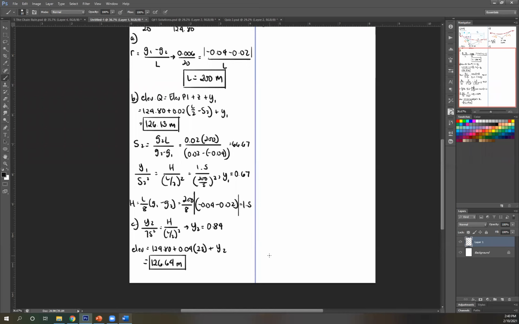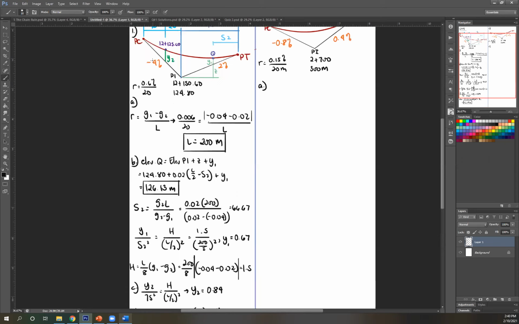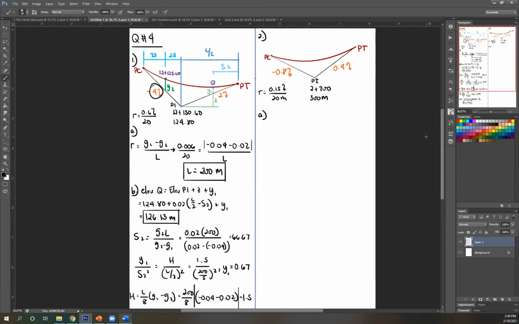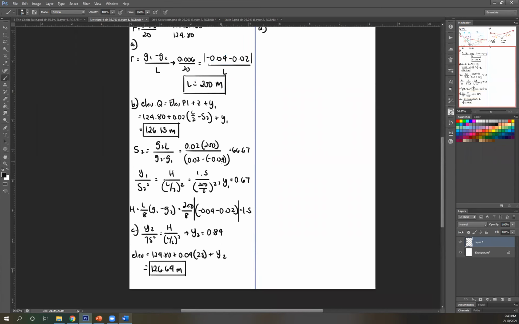And then finally, to get the elevation, again, it's elevation PI plus grade 4% times run. And the run of this right triangle right here is 25. So 4% times 25 plus y2, and y2 is solved for, it's 0.84. So final answer is 126.64.